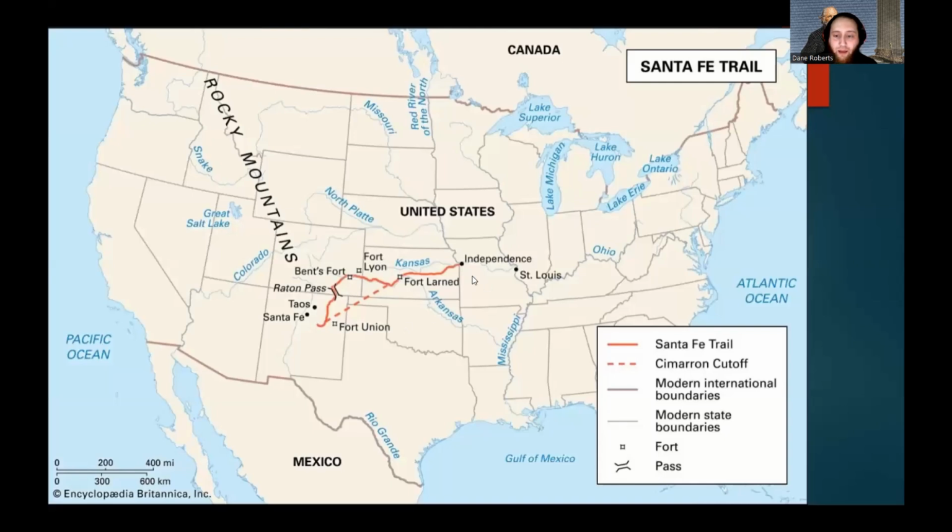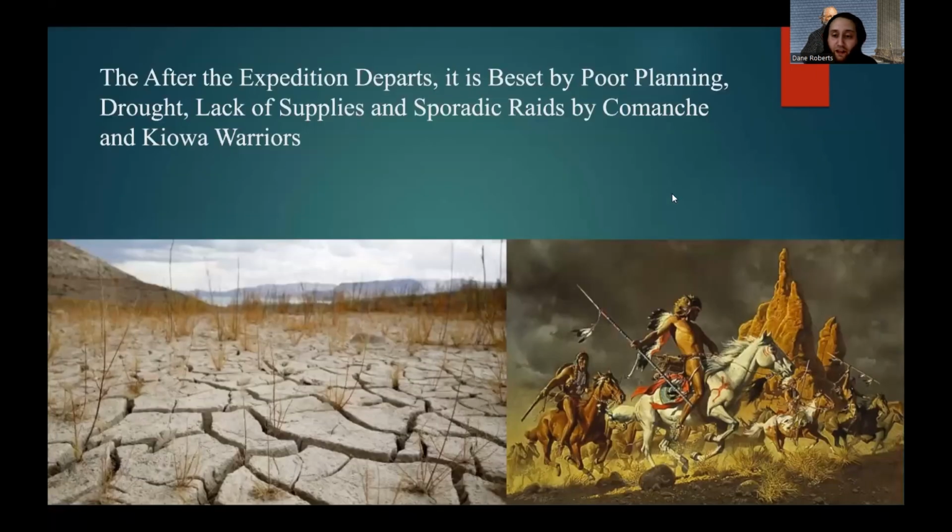And here's a map of the Santa Fe Trail that they were seeking to participate in the trade of. After the expedition departed, it would be beset by poor planning, drought, lack of supplies, and unsurprisingly sporadic raids by Comanche and Kiowa warriors.